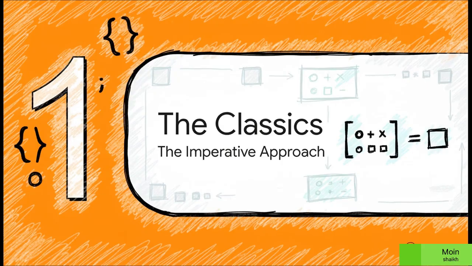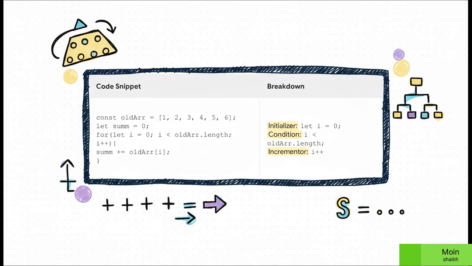So let's start with the classics, the ones you probably learned first. These are the imperative hands-on loops. This is where we're really getting under the hood and controlling every part of the process. And first up, of course, is the classic for loop. This thing is the original workhorse of programming. Just look at the 3 parts inside those parentheses. You've got the initializer, let i equals 0, which sets up our counter. Then the condition, i less than oldArray.length, which tells the loop when to stop. And finally, the incrementer i++, which moves us to the next item after each run. You are in total, absolute control.